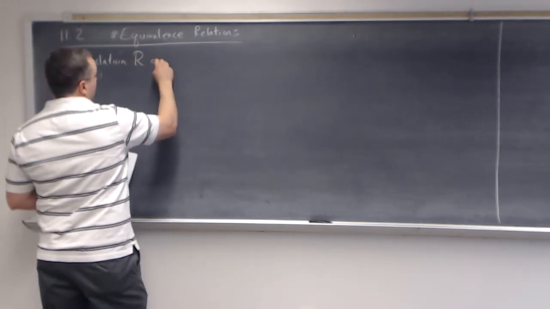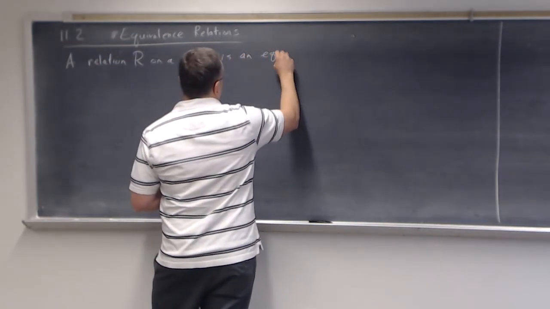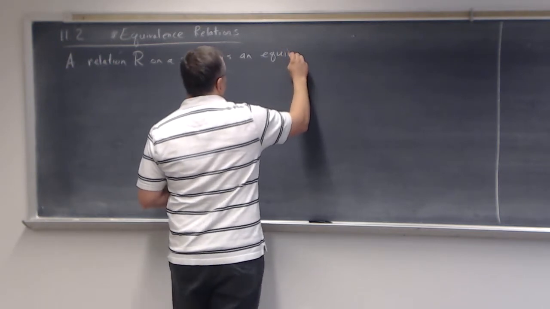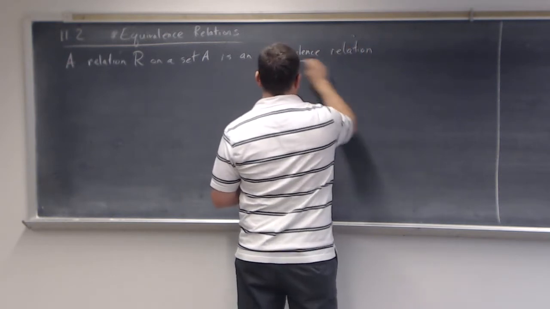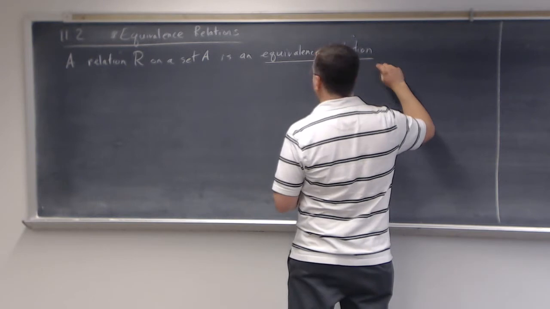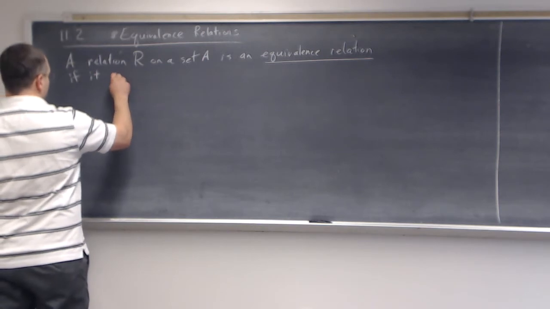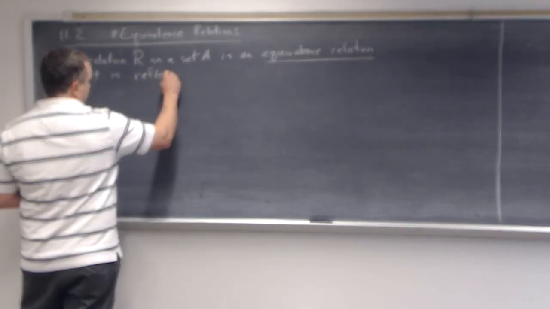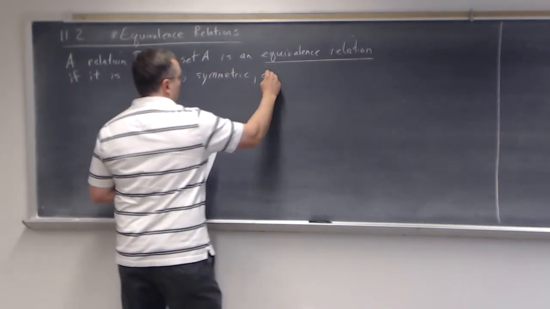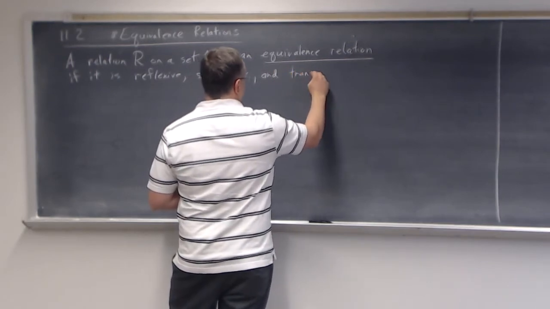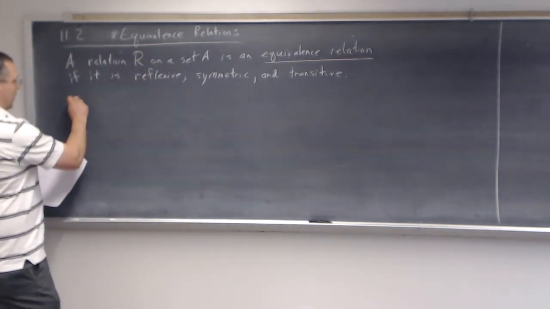A relation R on a set A is an equivalence relation if it is reflexive, symmetric, and transitive.